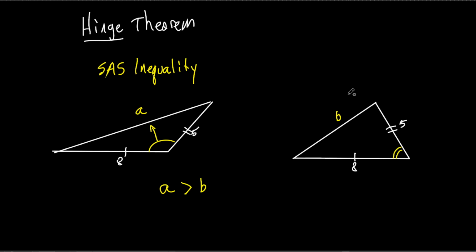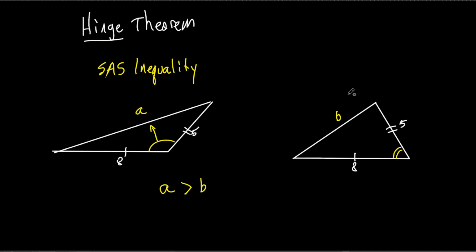Anybody got their book open? Who's got their book open? What page is the hinge theorem on? It's in section 5.5, but it's probably in the middle of the lesson. Hinge theorem, it should say. What page is that on? Anybody? Section 5.5. It's probably the second or third page, maybe. I don't know. 235. Okay, 235.